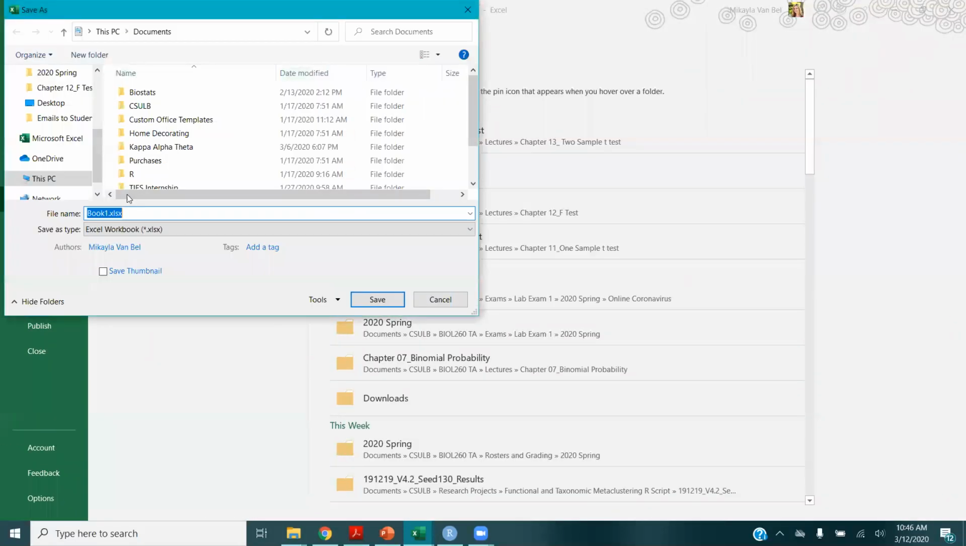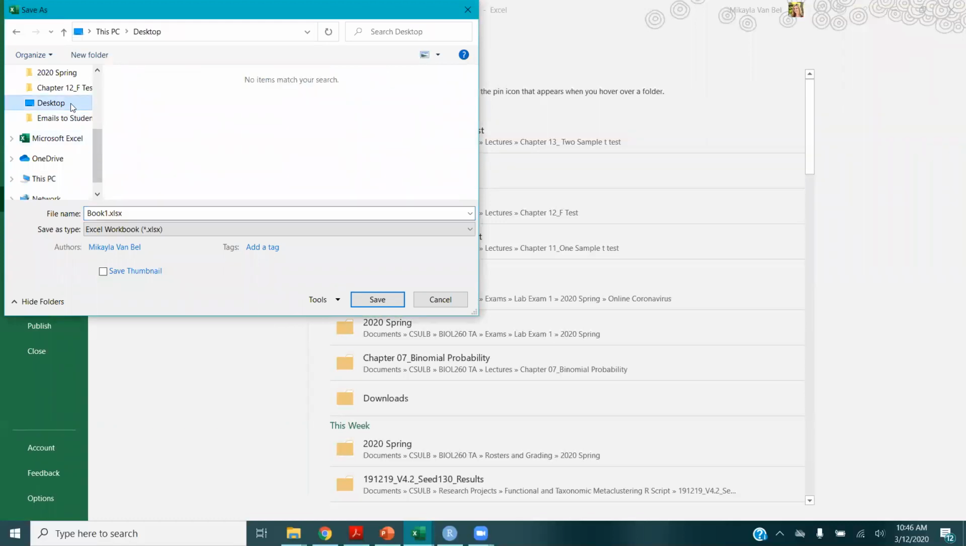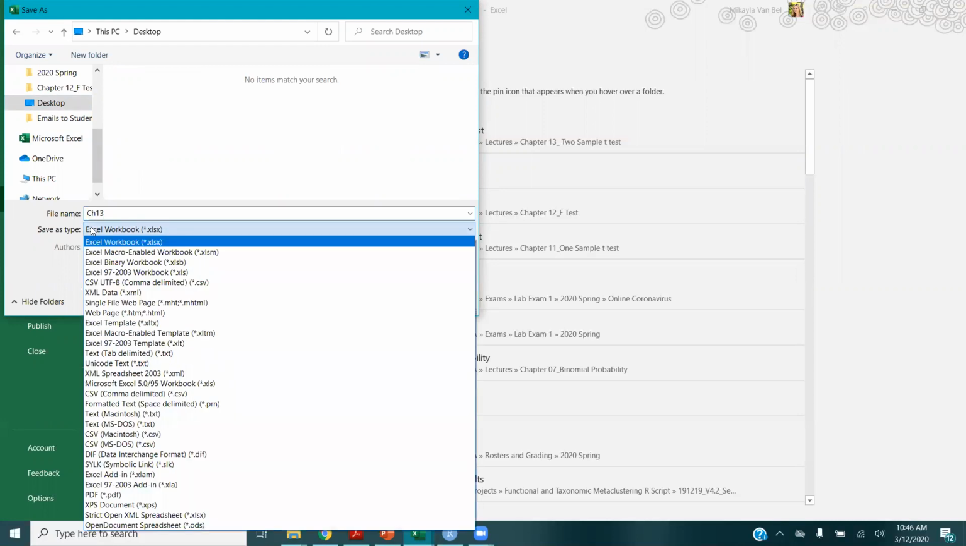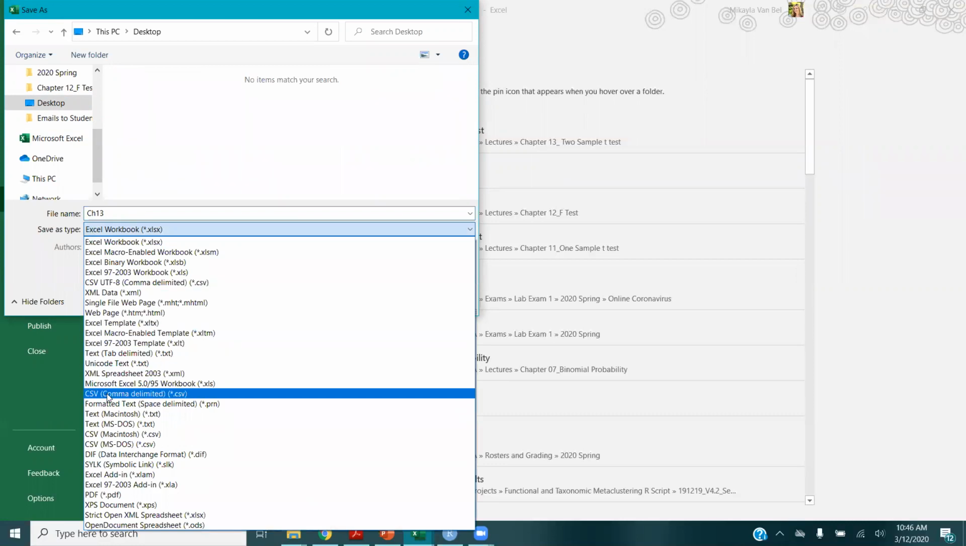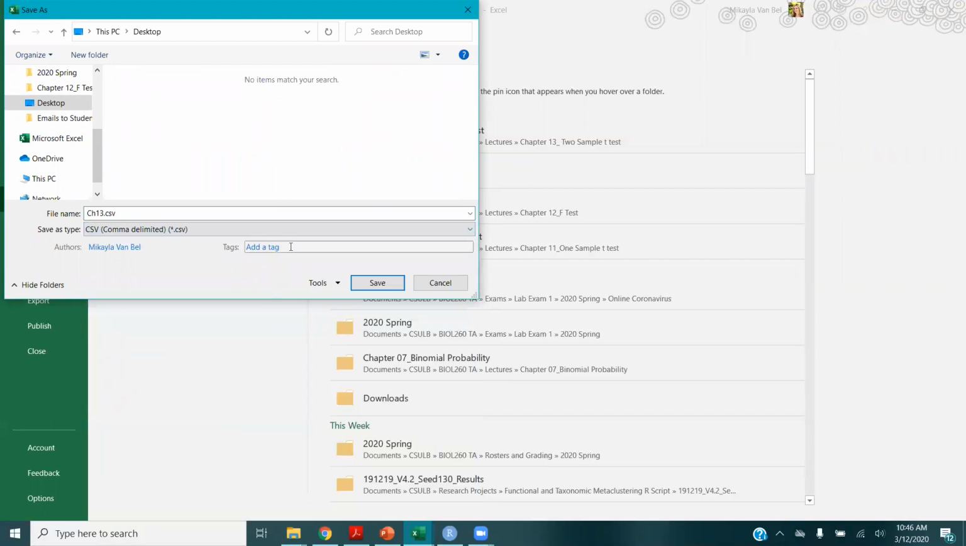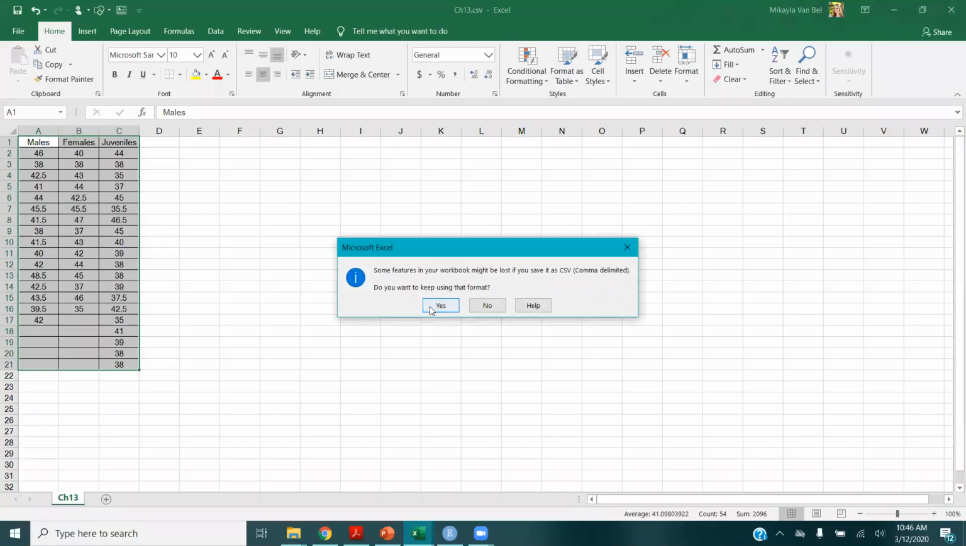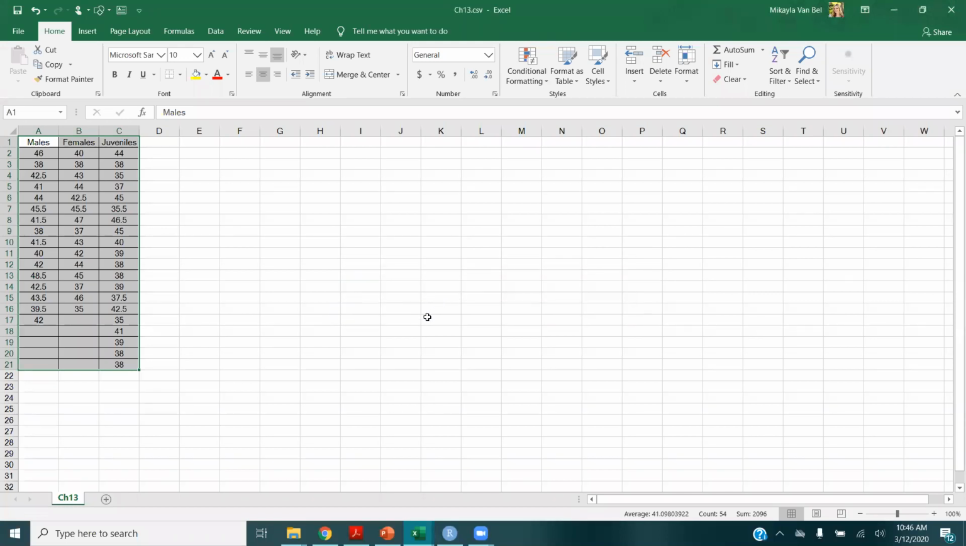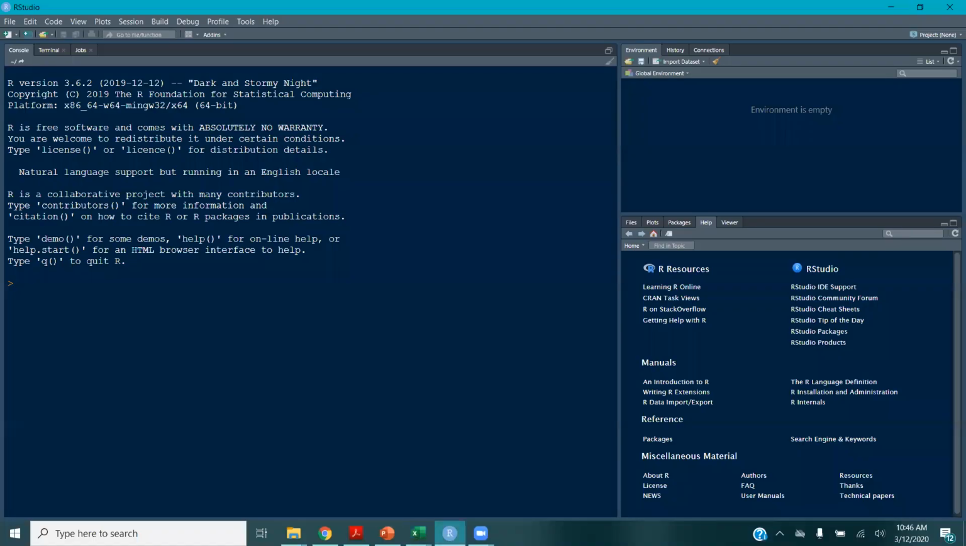I'm going to save this to my desktop, and this data I'm going to just call Chapter 13, and I will save it as a CSV. Remembering to only choose the normal CSV option. We'll say yes, it's okay that it's in CSV format. And let's open up RStudio.